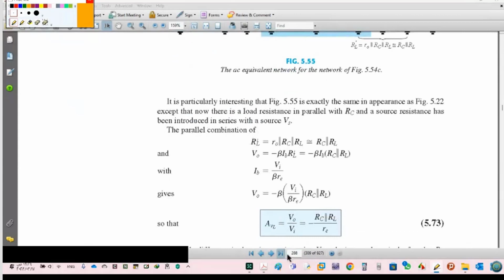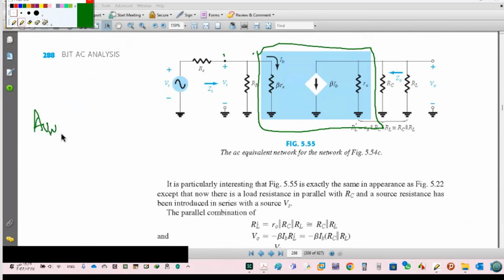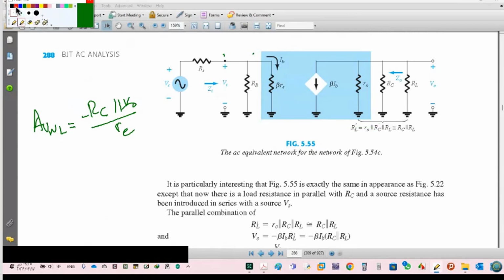First of all, AV no load. You know this AV no load. AV no load is from here to this one. AV no load is minus RC RO over RE. Okay, let's enter this part. Okay, fine. Again, yes, this one. This is called AV no load.